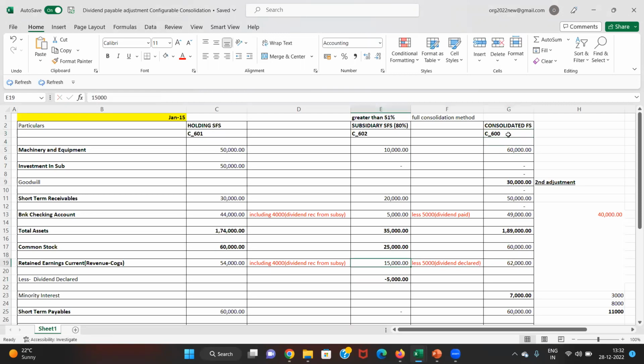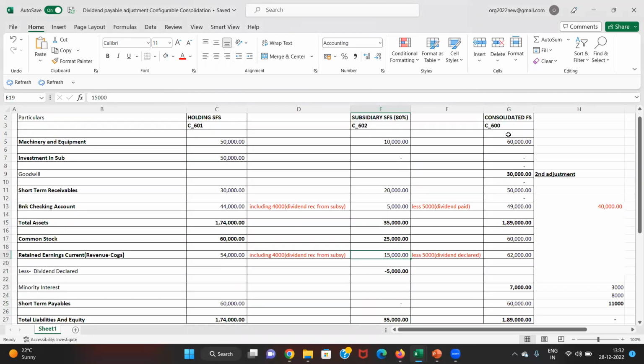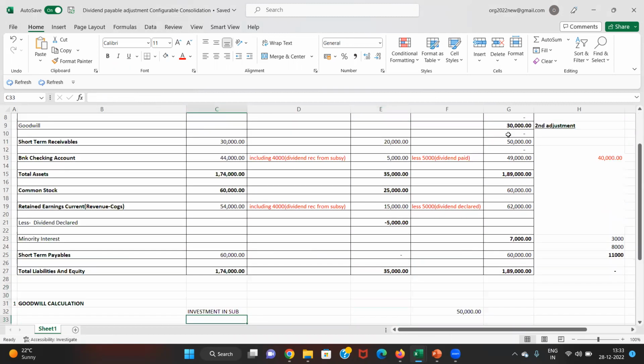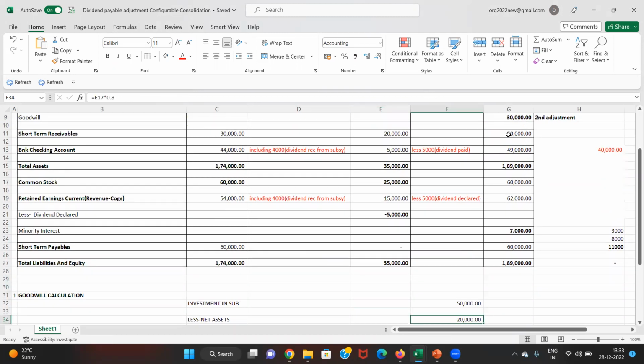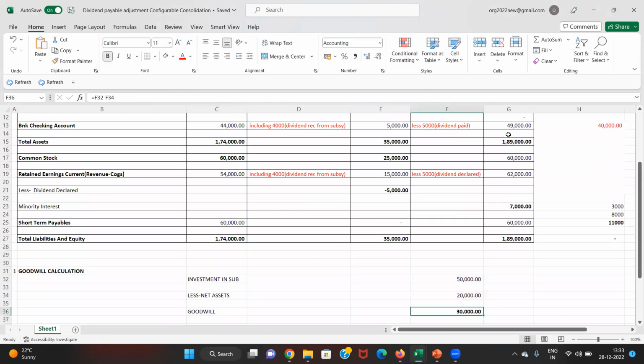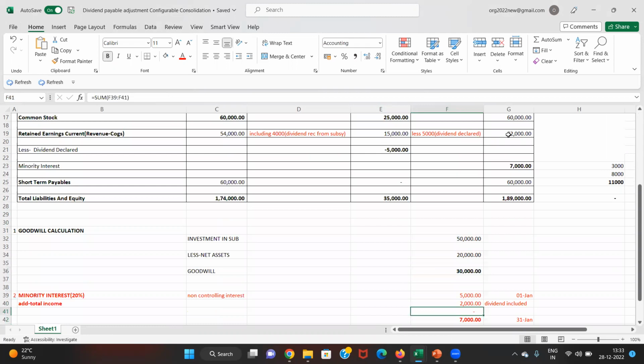So ideally, it should eliminate 5,000, which is part of the retained earnings, and it is subtracting. So my net retained earnings should be 15,000 minus 5,000, which is 10,000. And the total of liabilities should be 35,000 here and 174 for holding. Now, one or two things that we can see now, the goodwill calculation. So investment in subsidiary was 50,000. The net assets, we are taking 80% of 25,000, which is the common stock of the subsidiary. So my net goodwill should be 30,000 while consolidation. The NCI should be 20% of 25,000, which is 5,000.